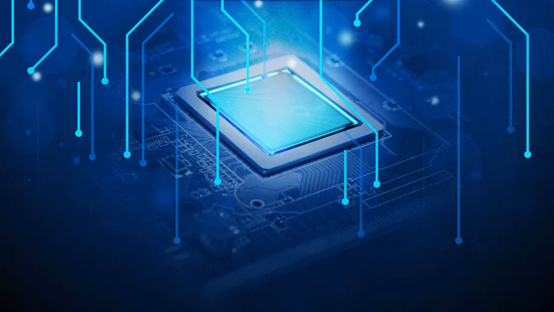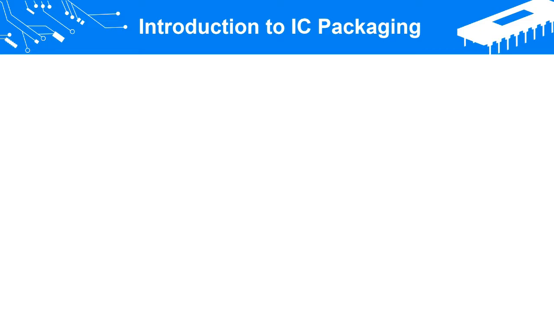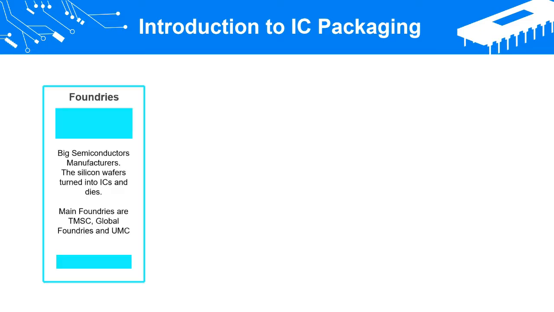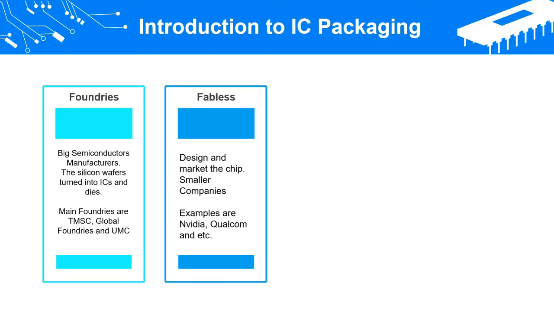Now let's start. Introduction to IC packaging. Foundries, the big semiconductor manufacturers, turn the silicon wafer into ICs and dies. Main foundries are TSMC, GlobalFoundries, and UMC. Next, the fabless companies design and market the chips; they are smaller companies. Examples are Nvidia, Qualcomm, and many more.